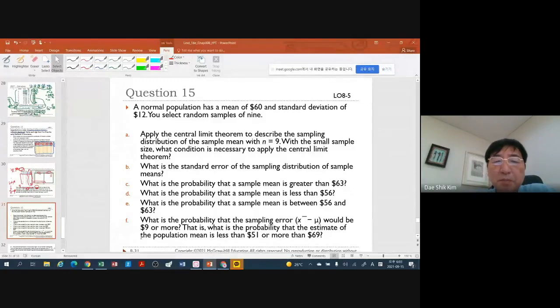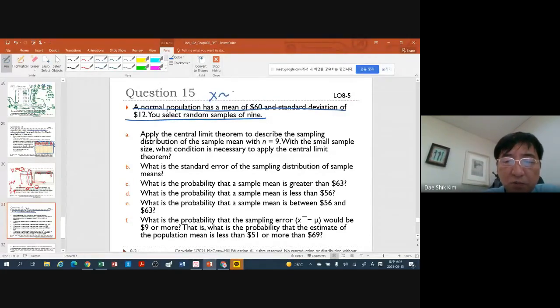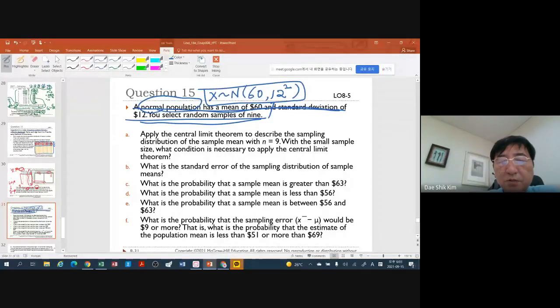A normal population has a mean. When you read the sentence, read carefully. This is a very important question. X will follow a normal probability distribution in a normal population. Average 60, standard deviation 12, so the variance is 12 squared. All this sentence will change to this one. And you select a random sample of n equals 9.